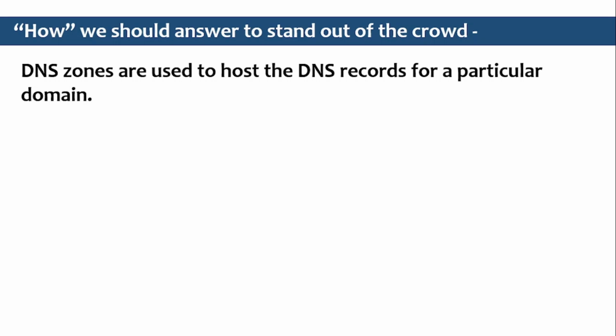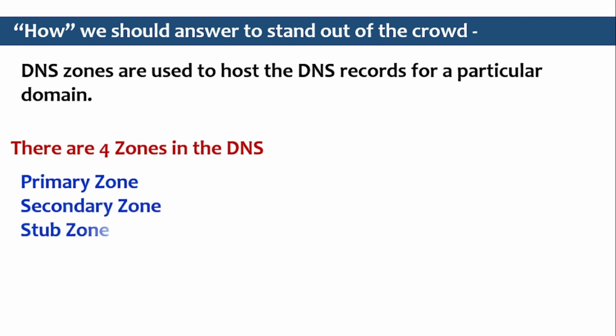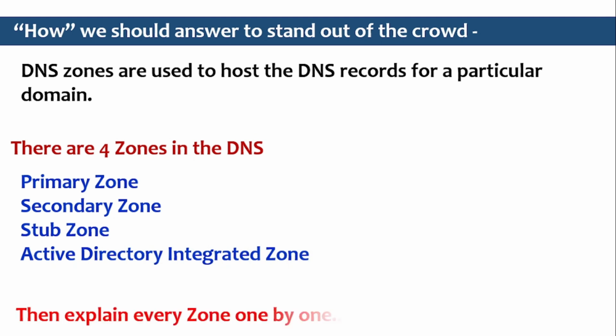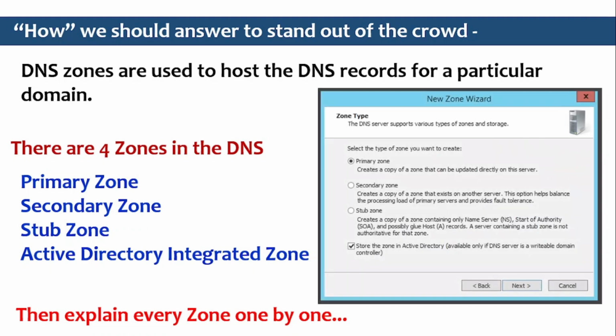DNS zones are used to host DNS records for a particular domain. And there are four zones in DNS, namely primary zone, secondary zone, stub zone, and Active Directory integrated zone. And then you can start explaining every zone one by one. For example, primary zone is the read-write copy of the DNS database. Secondary zone is the read-only copy of any other DNS server's primary zone, and so on and so forth. This is just a picture for you: types of zones in DNS: primary, secondary, stub, and Active Directory integrated.